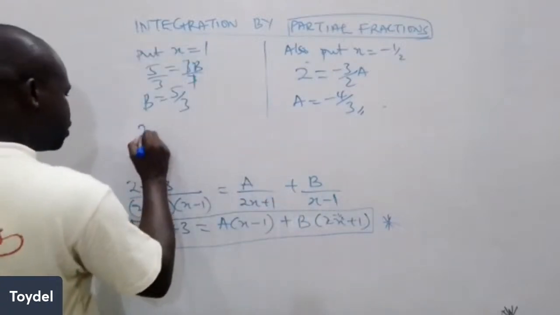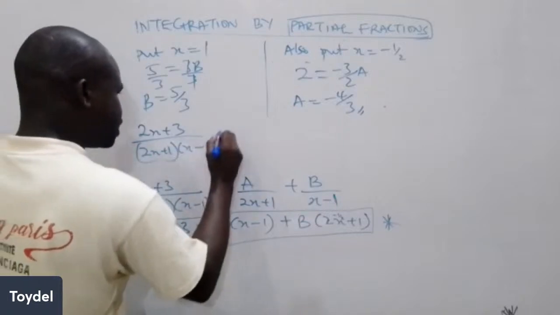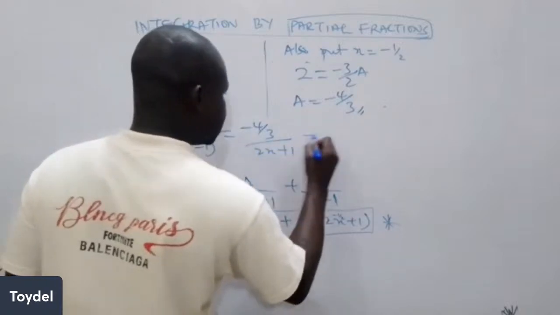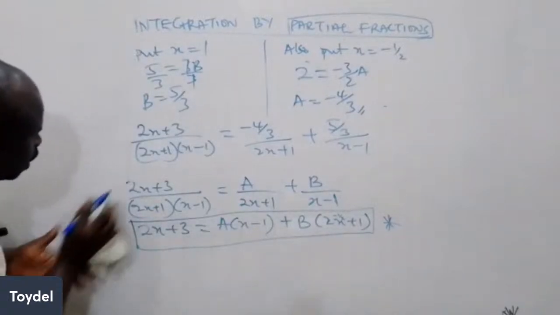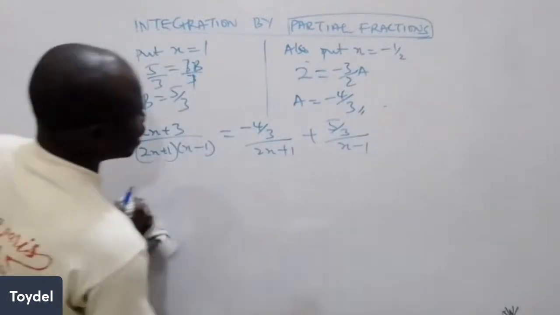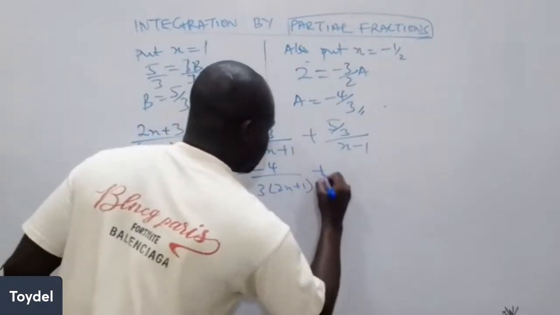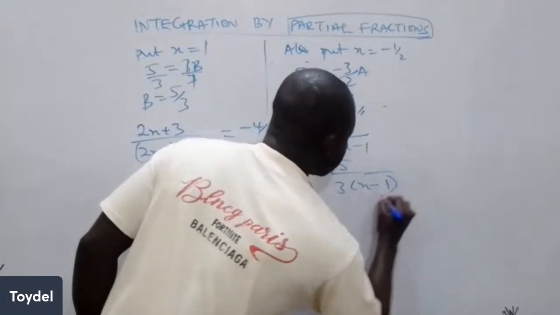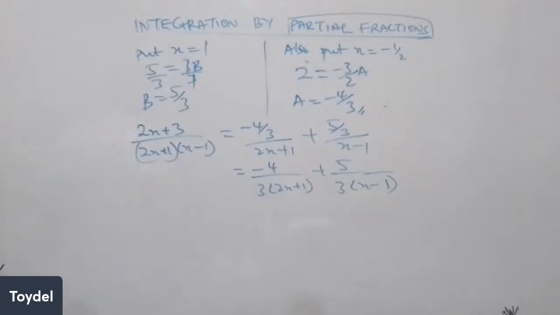I will now resolve it. I will say 2x plus 3 all over 2x plus 1, x minus 1 is equal to, what is a? a is minus 4 all over 3 into bracket 2x plus 1, plus b is 5 all over 3 into bracket x minus 1. I can rewrite that as minus 4 all over 3 into bracket 2x plus 1 plus 5 all over 3 into bracket x minus 1. So at this point, I've been able to resolve this compound fraction into its partial fractions. And that's what I've done there.